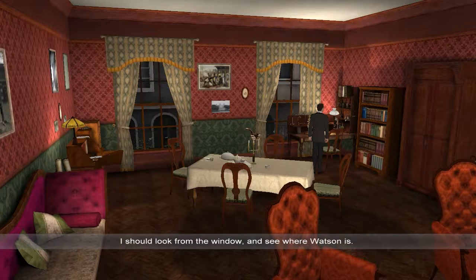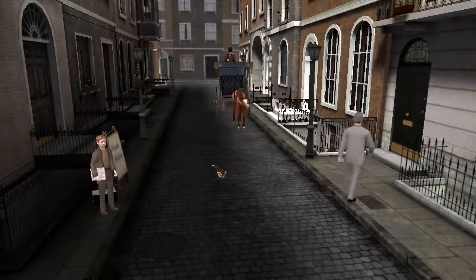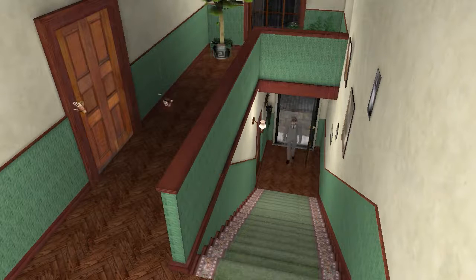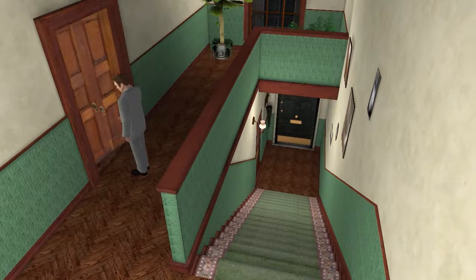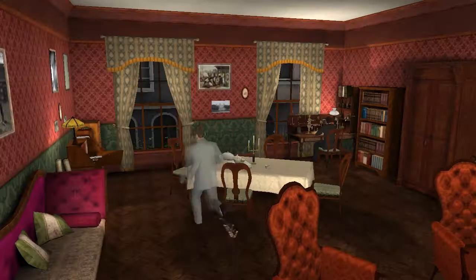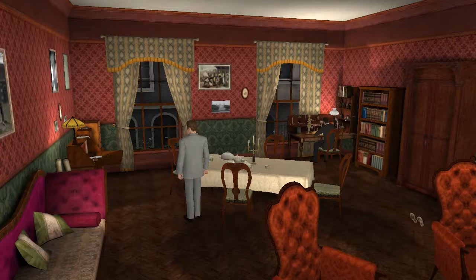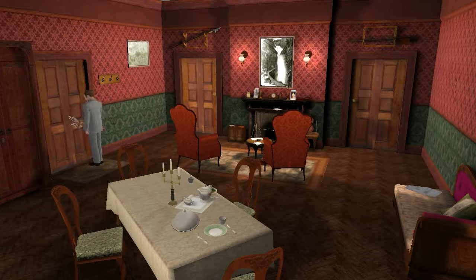I should look from the window and see where Watson is. They're having a showdown. Let's just go back inside. I can actually do that. What am I doing? Hey, Holmes. Please, Watson, leave me to my thoughts. I must concentrate. So I guess this is before he's looking out the window, maybe? I don't know.